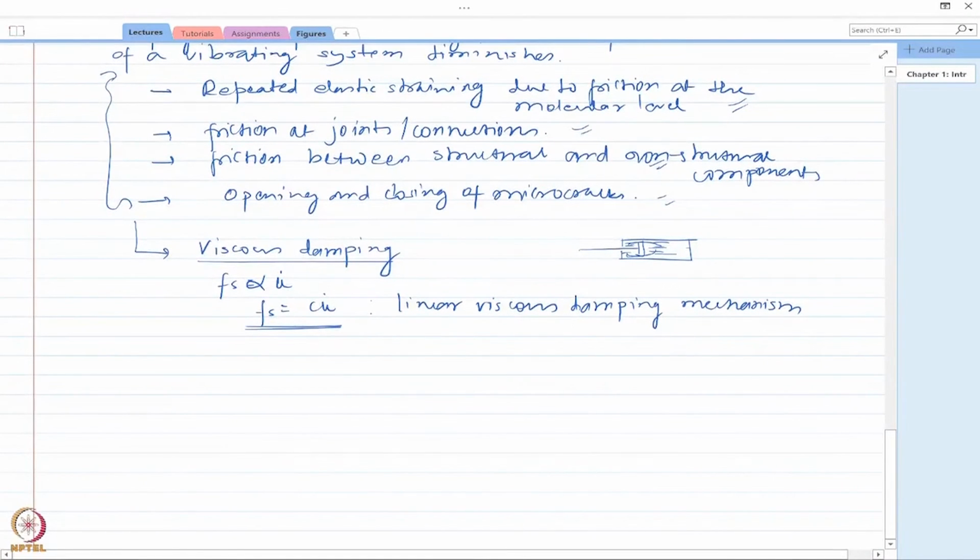So you will see later that we are going to represent a viscous damper mechanism through this notation here, which is basically a simplified notation of this damper here. So I hope that is clear.